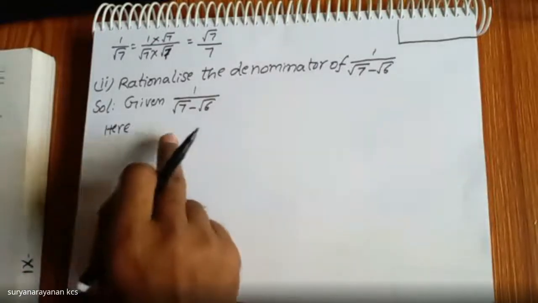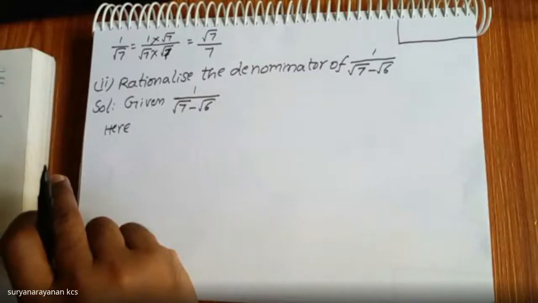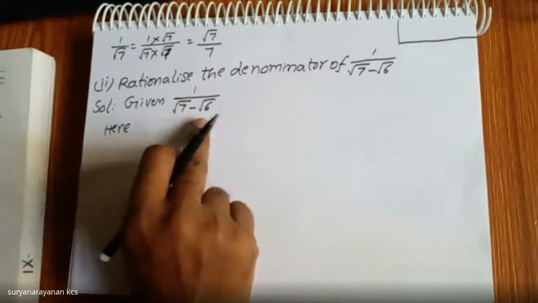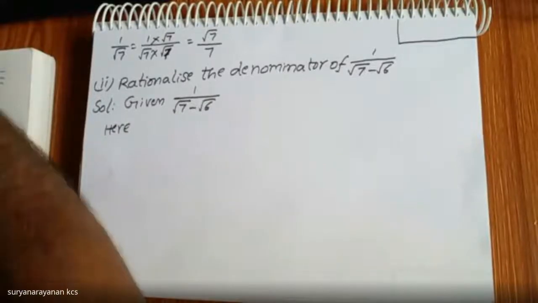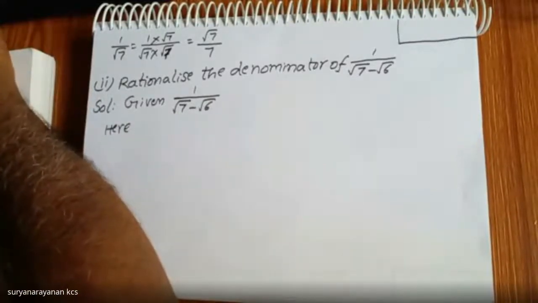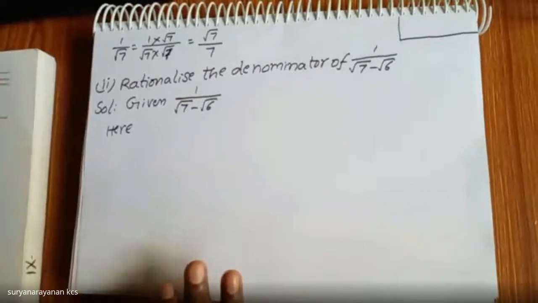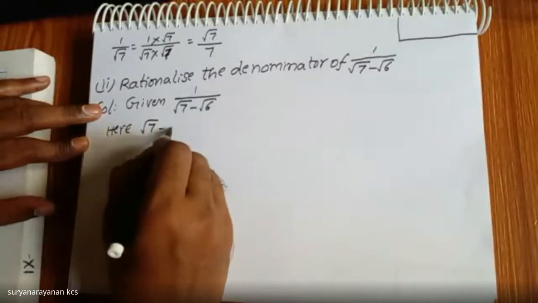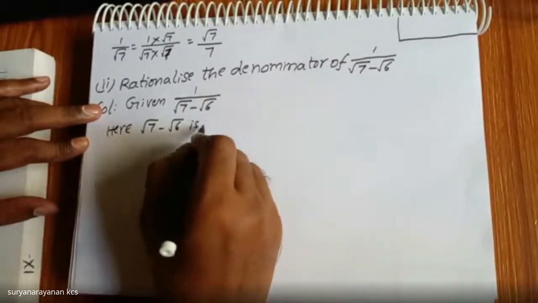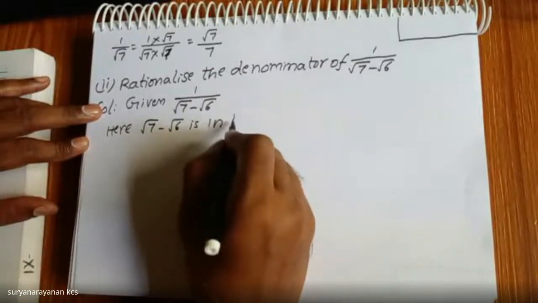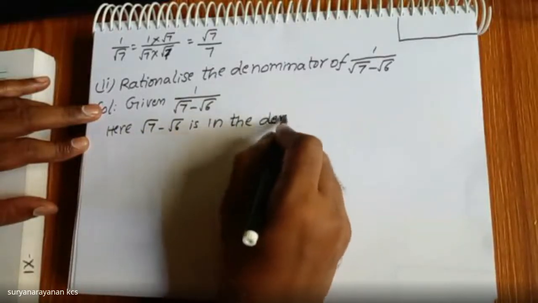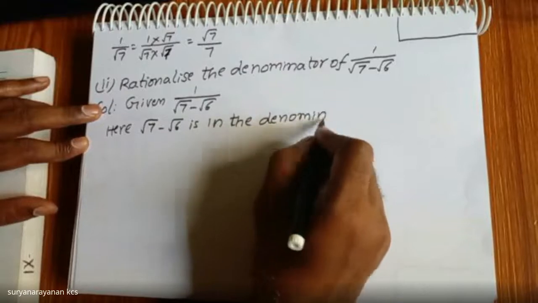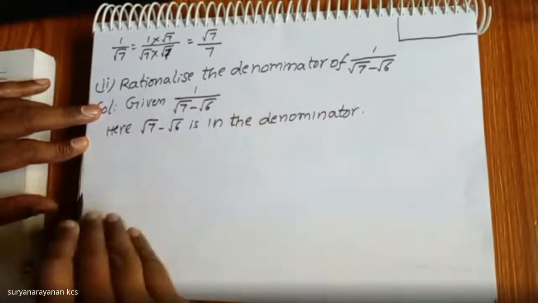In the denominator 7, then listen carefully, my dear Rahul. In the denominator, what is there? Only 7 in the denominator. Can you tell me, Trinson? Now tell me, Trinson, what is root 7 minus root 6? Very good. Root 7 minus root 6 is in the denominator.